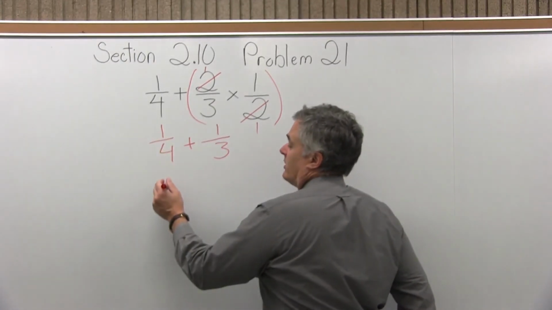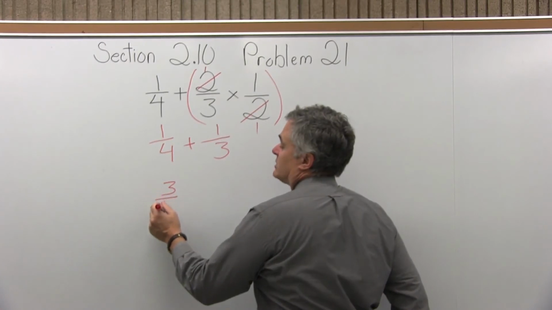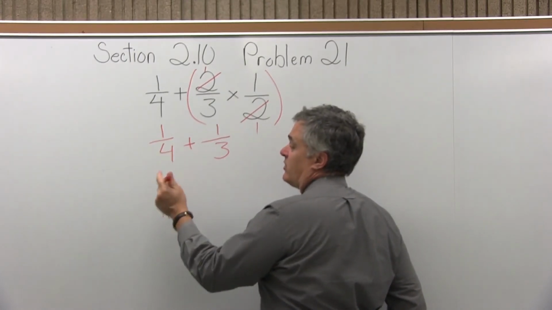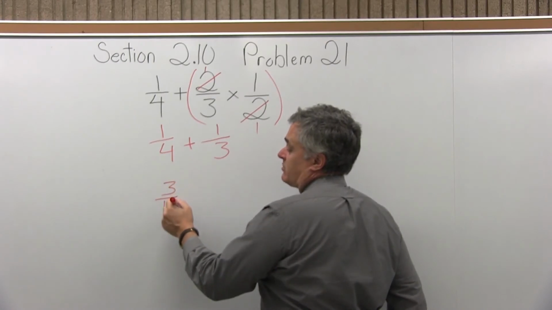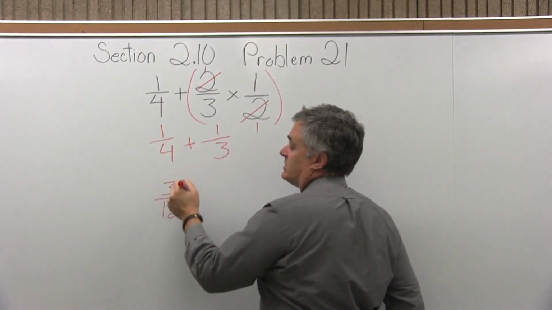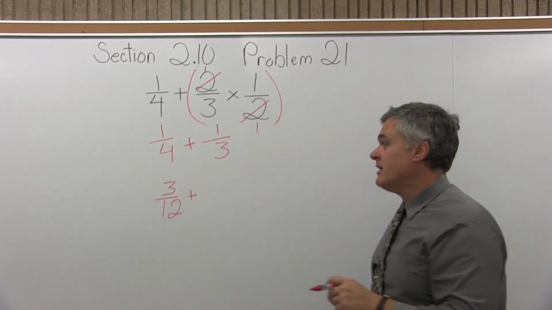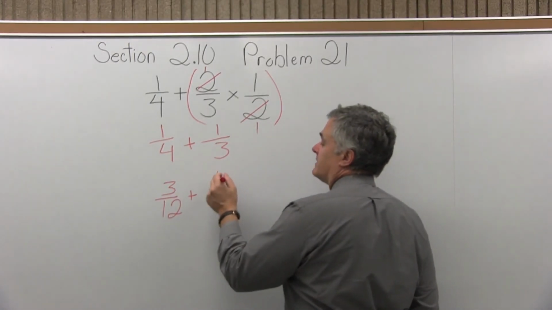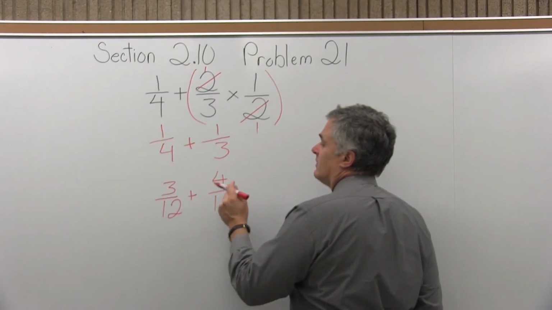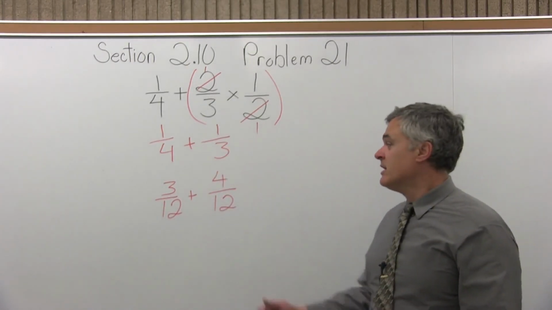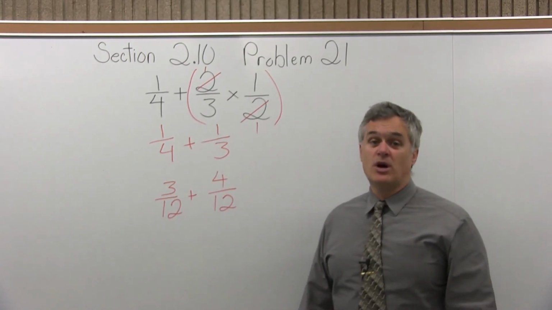So 1/4 can be written as 3/12. This reduces back to 1/4. 4 times 3 is 12. 1 times 3 is 3. Now, make an equivalent fraction for the 1/3. That would be 4/12. So 4 over 12 does reduce back to 1/3. They're equivalent. But in this form, I have common denominators.